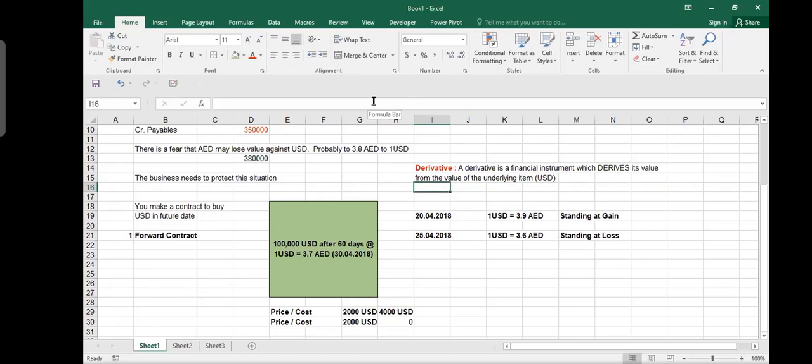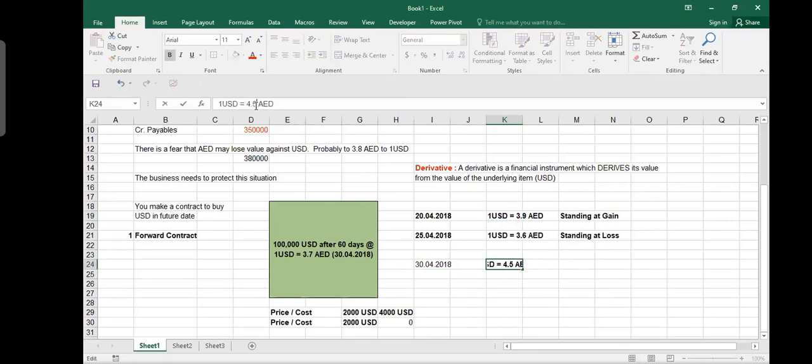So as the underlying item, USD, its value is changing, the value of this piece of paper is also changing. Let's suppose in the market, on the 30th of April, on the execution date, the value of the dollar moves like this. It becomes 4.3, 4.5. That sounds crazy now. This contract is giving you at 3.7, market is 4.5. Anybody who has got this, it would be a fortune.